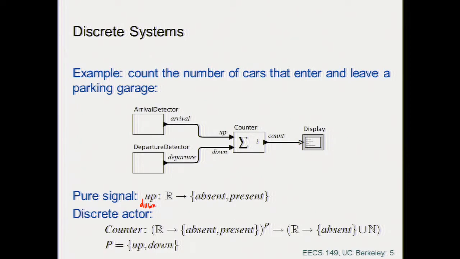In fact, there is a pure signal, and the counter up is a mapping from the reals, which is time, and the space that consists of two values, absent, present. Now, the down function is exactly the same. And the counter is something that sums whatever signals come in.